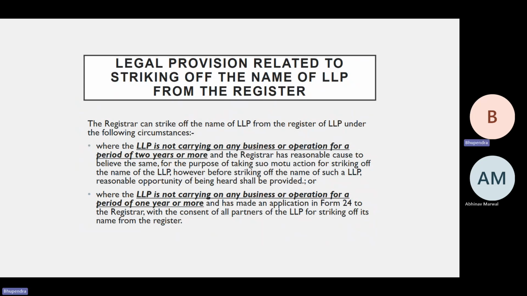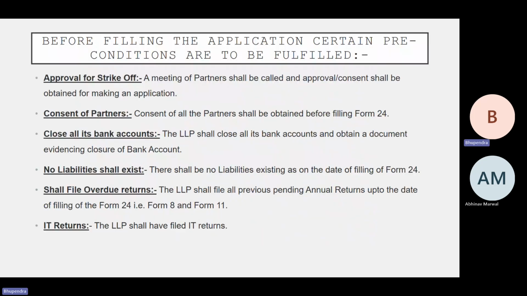Before filing the application, certain three conditions are to be fulfilled. Approval for strike-off: a meeting of partners shall be called and approval or consent shall be obtained for making the application. Consent of the partners: we need to obtain consent from all the partners before filing the form 24. We need to close all its bank accounts and obtain a document.